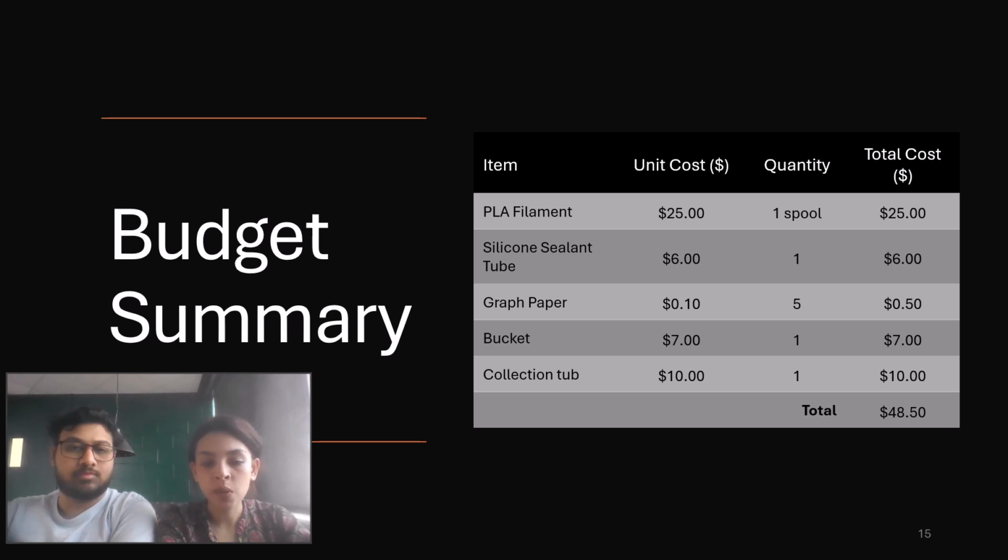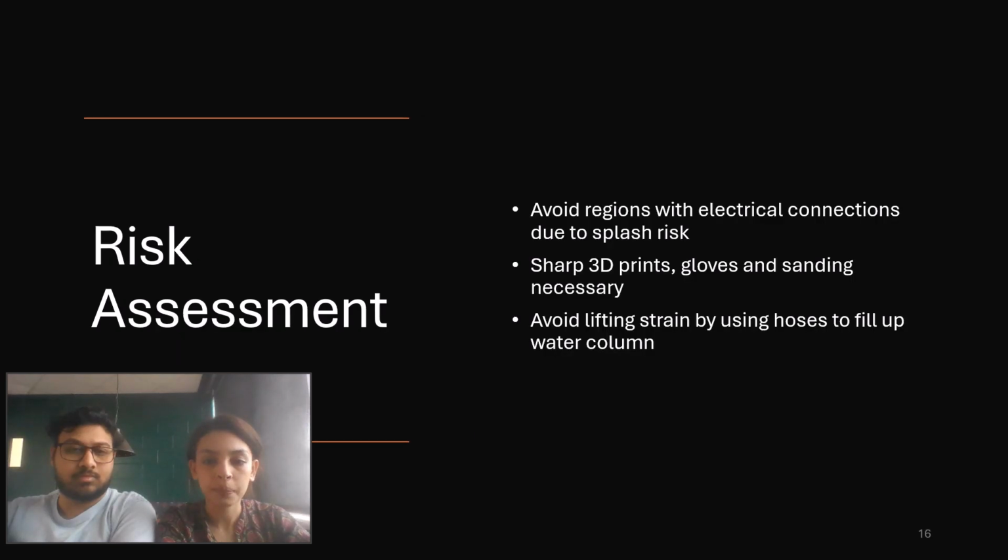So for the budget, you can see all our costs came out to be around $50. Half of it was for the 3D printing that was already provided to us by the school, and then some of them were things that we bought.